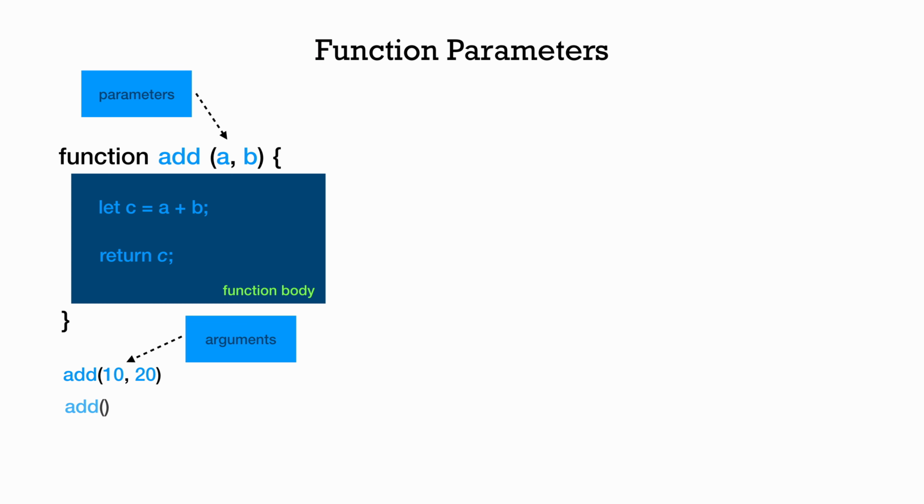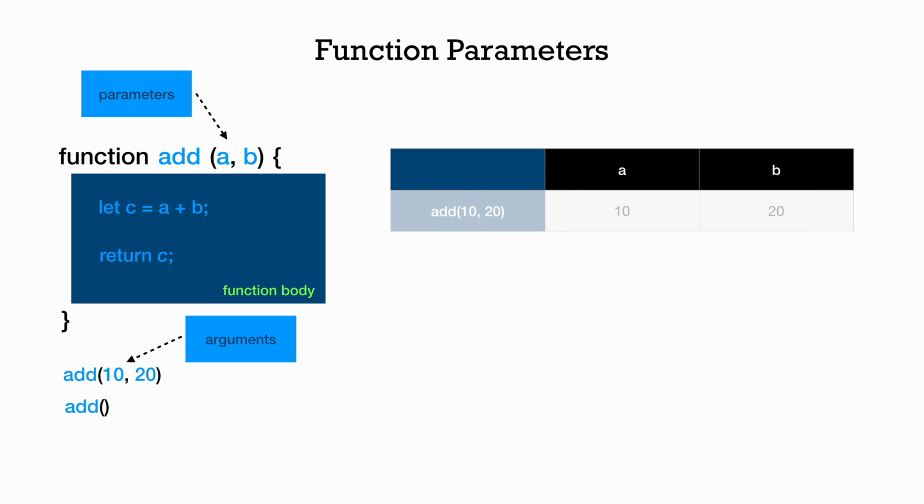Now, what if I call the function with no arguments at all? Do you think this code will run or fail? What do you think would be the value for a and b? Let's run through an exercise to find out.